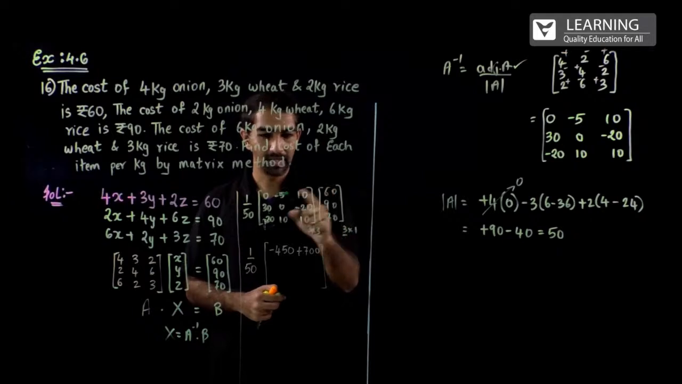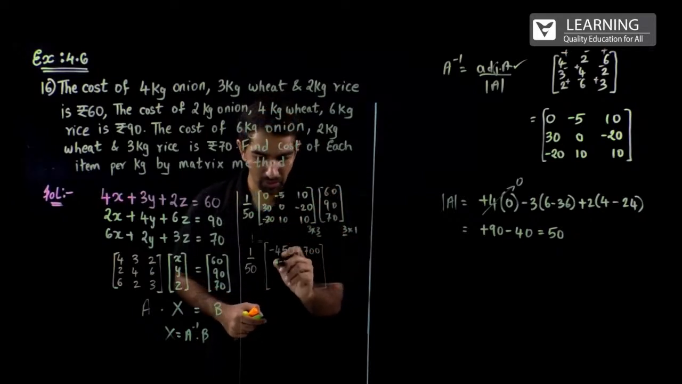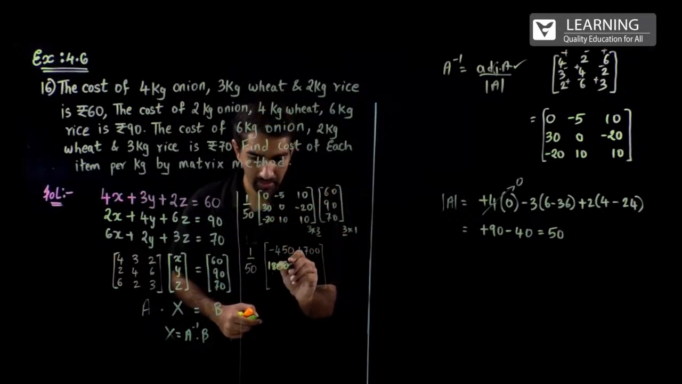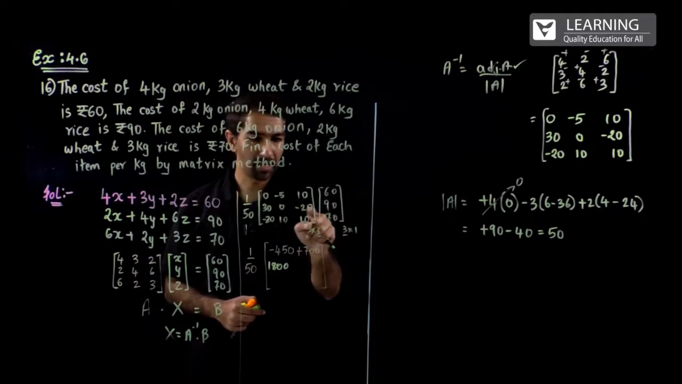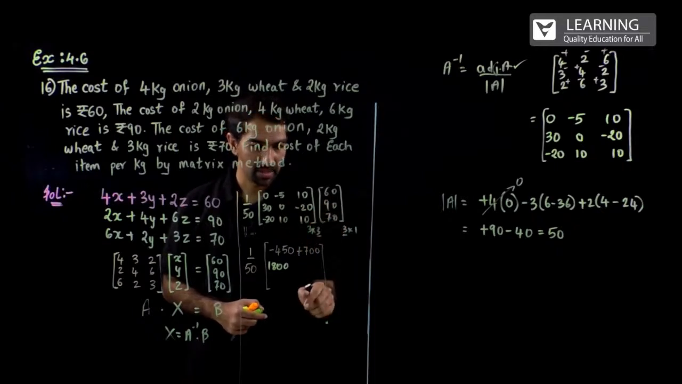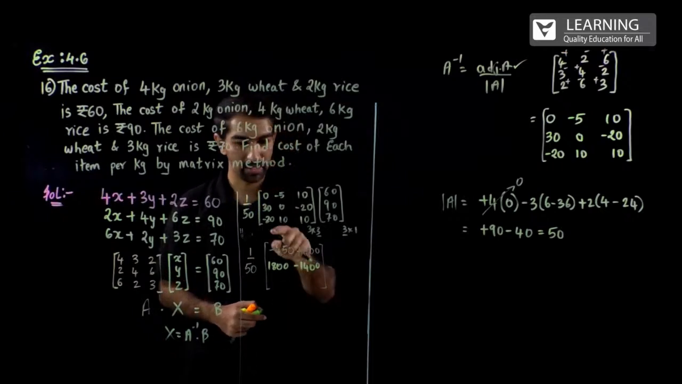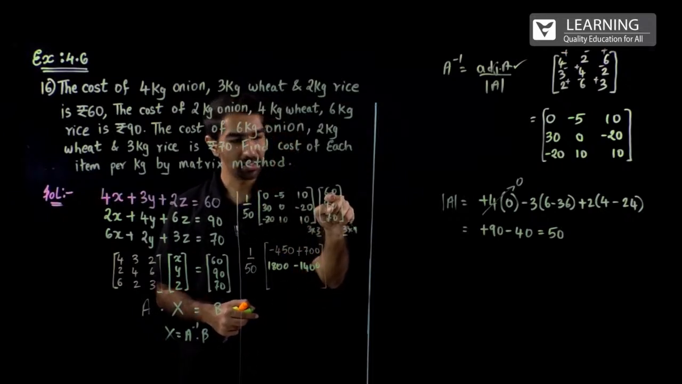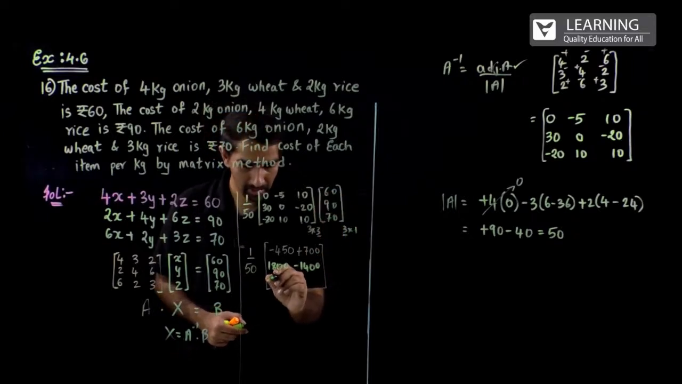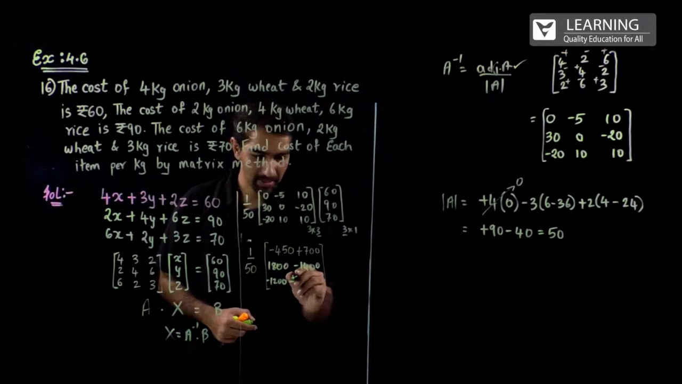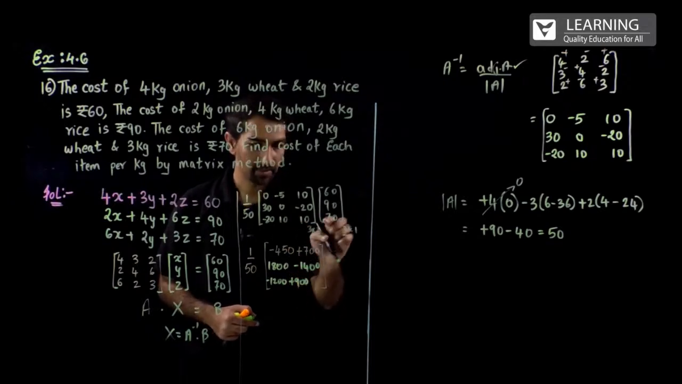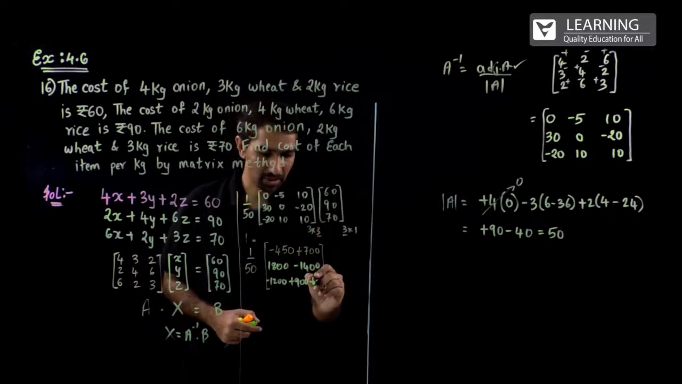30 into 60. 6 3s are 18, followed by 2 zeros. So it is 1800. 0 into this is 0. Minus 20 into 70. That will become minus 1400. Next. Minus 20 into 60. So this will become minus 1200. Plus 9 ones are 9, followed by 2 zeros. And 7 ones are 7, followed by 2 zeros.